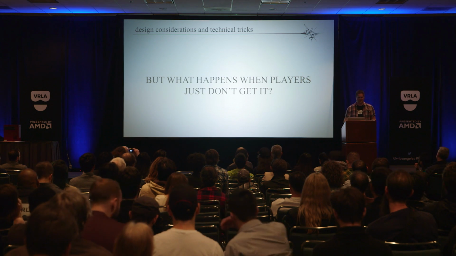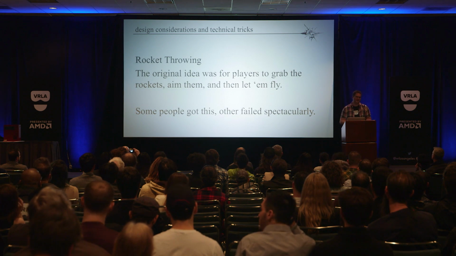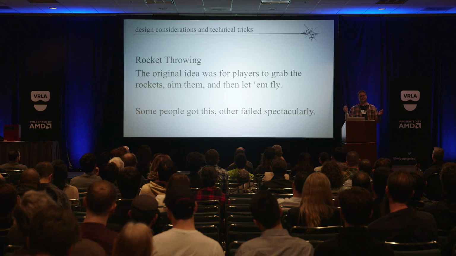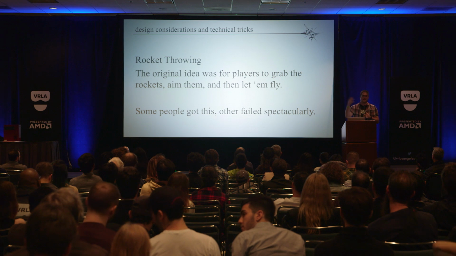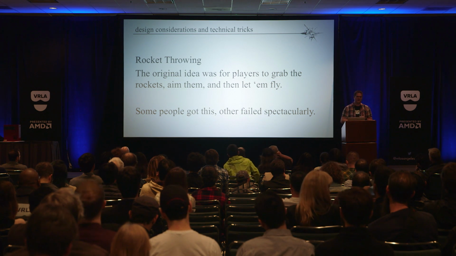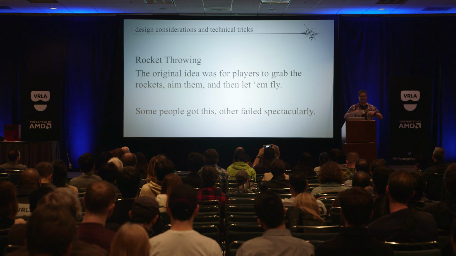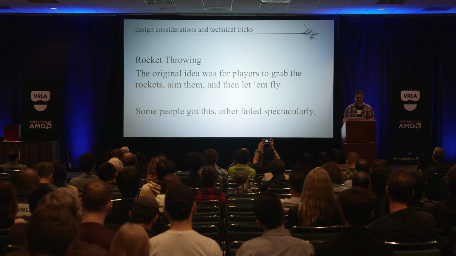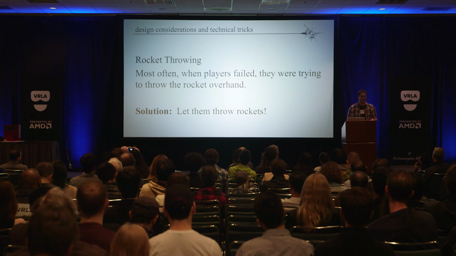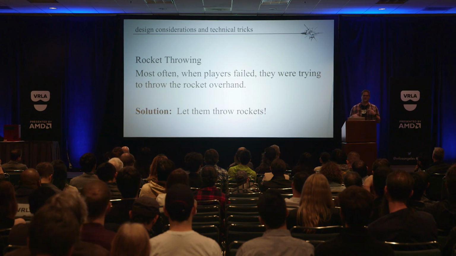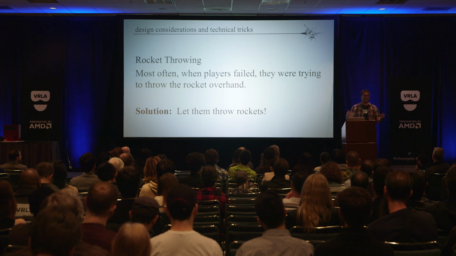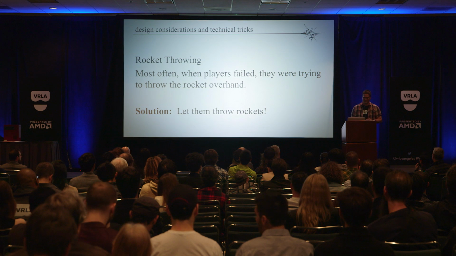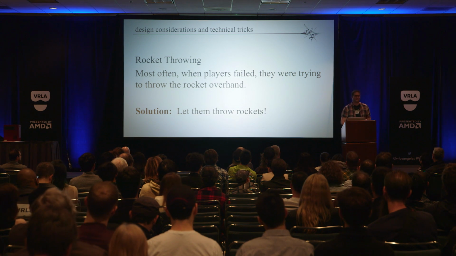Despite all these systems, sometimes players still didn't get certain mechanics. One of those was the boss. He shoots rockets at you, and the idea is you're supposed to grab them and throw them back at the boss. Some people got this, and they could grab the rockets, turn them around and let them go, and they fly directly towards him. But others failed spectacularly. When we watched how people were failing through lots of gameplay and new user testing, we noticed that most of the time, instead of grabbing the rocket, pointing at it and letting go, which is what all of us as designers thought people were going to do, they were trying to throw it like a football, with an overhand throw. So the solution is simple: let them throw rockets.